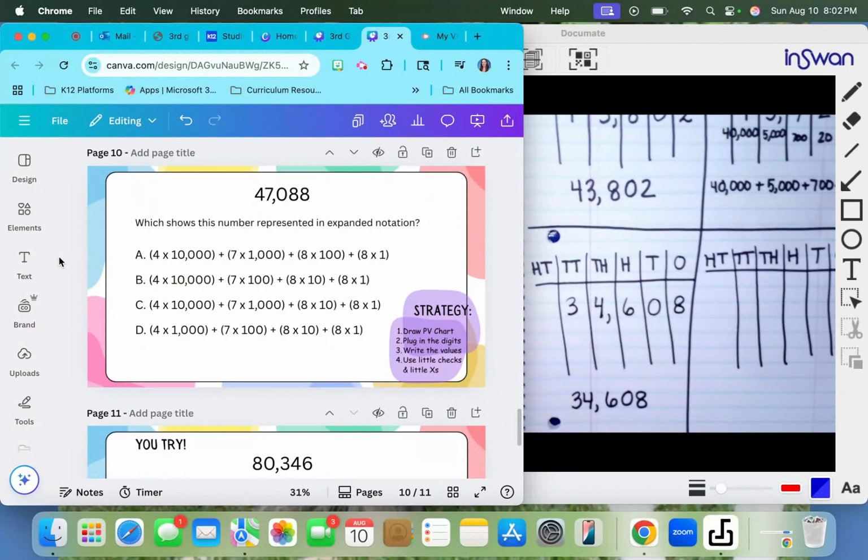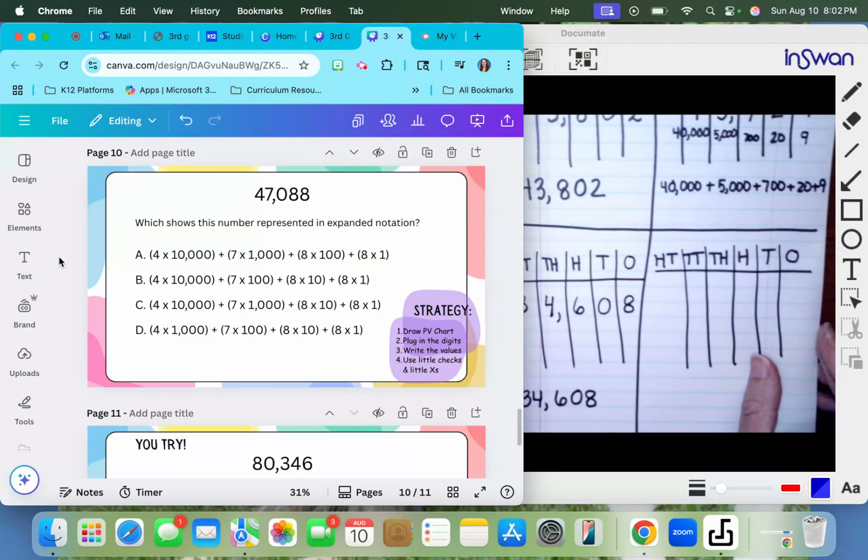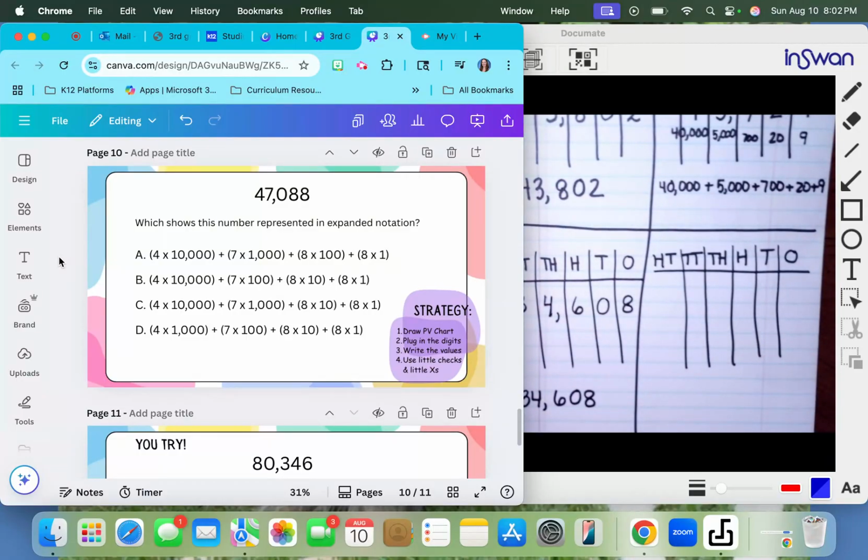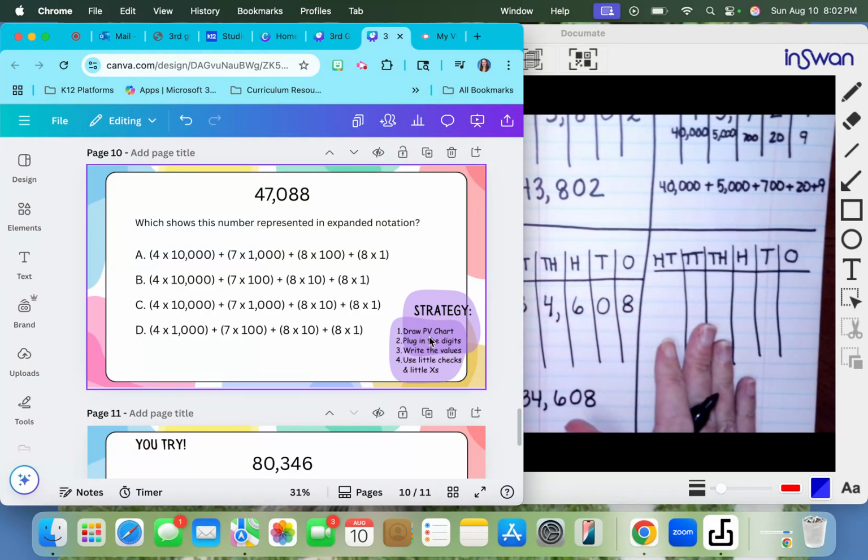Let's try this problem. Here, they gave us the standard form this time, and they want us to come up with the expanded notation, so they have flip-flopped it on us. But no worries, because we have our place value chart, we can do this. So the first thing that we want to do is draw our place value chart. Got it already, ready to go, and plug in the digits.